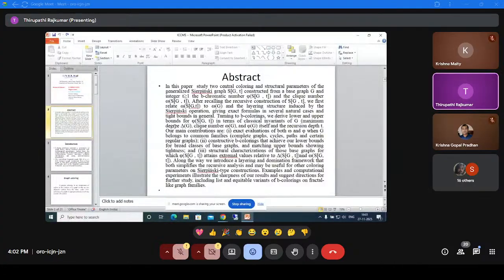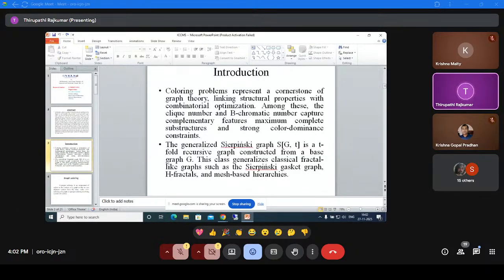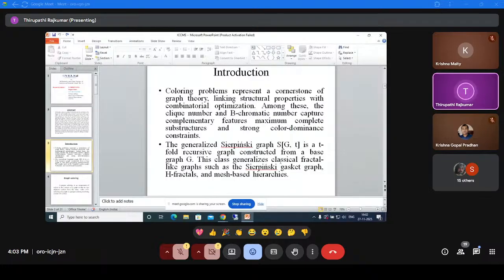Next one, introduction. Coloring problems represent a cornerstone of graph theory, linking structural properties with combinatorial optimization. Among these, the clique number and b-chromatic number capture complementary features: maximum complete substructures and strong color dominance constraints. The generalized Sierpinski graph S(G,t) is a t-fold recursive graph constructed from a base graph G. The class generalizes classical fractal-like graphs such as Sierpinski gasket graphs, H-fractals, and mesh-based hierarchies.